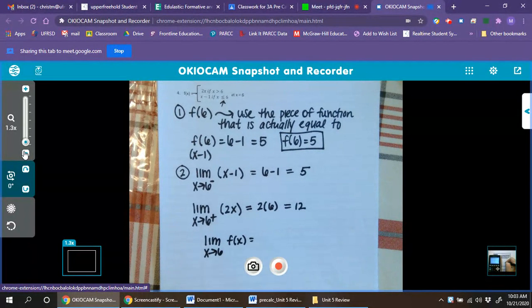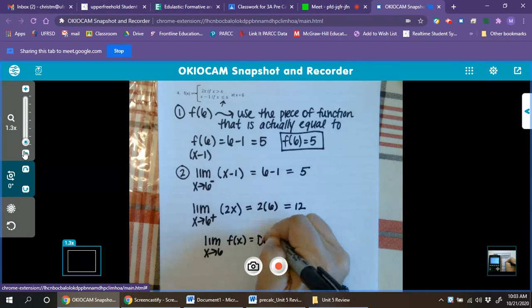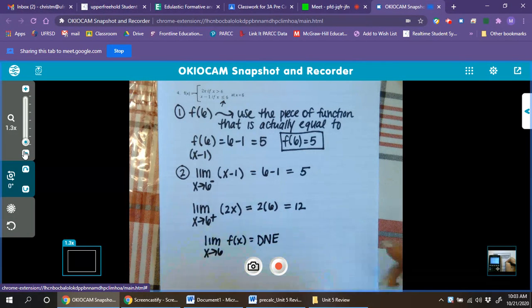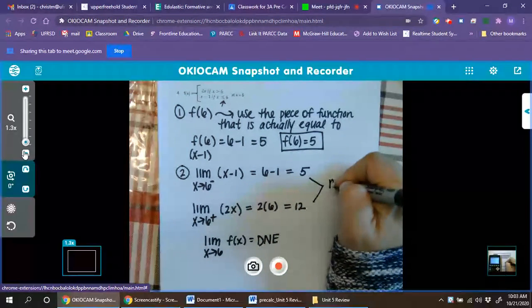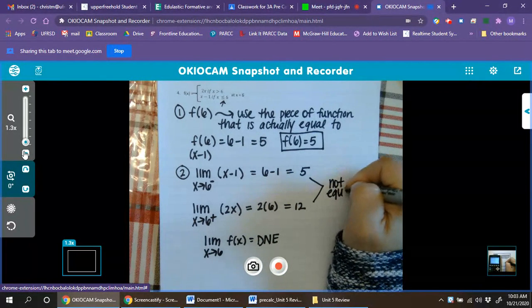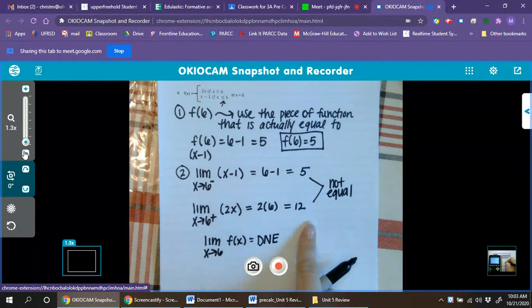Danny. Does not exist. How come? Because they're not equal to each other? Yeah. Each side is not equal. They're coming to a different value. You can't have a two-sided limit. If one side goes to 5 and the other side goes to 12, they're not meeting up.